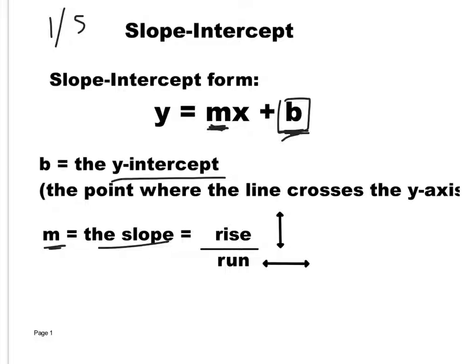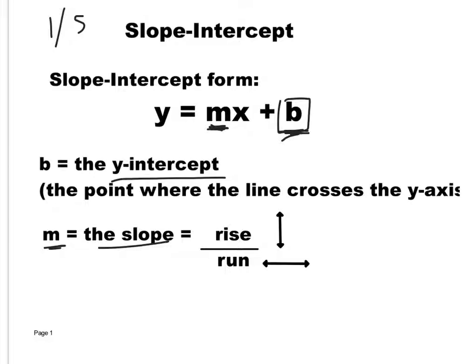Now, a lot of people will say it's 3x. X is not your slope. X is never a slope. X is actually an x-coordinate. It is just being times by your slope. So don't ever say that your slope is mx or 3x or 4x. It is just the number that's in front of x.